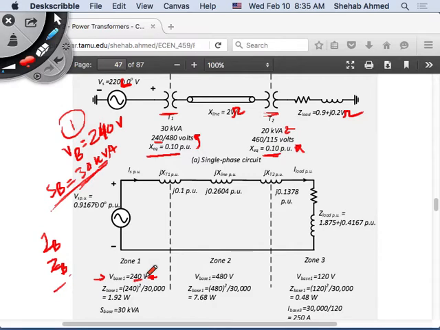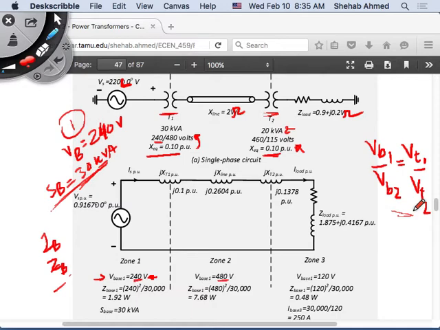Then what is a good choice for base voltage in zone 2? 480 volts, right? Because we said that if you choose the ratio of the voltage bases, so V base 1 over V base 2, to equal the ratio of the transformer voltages, transformer voltage on terminal 1 versus transformer voltage on terminal 2, then you should be able to eliminate the transformer because it's going to be a one-to-one transformer.